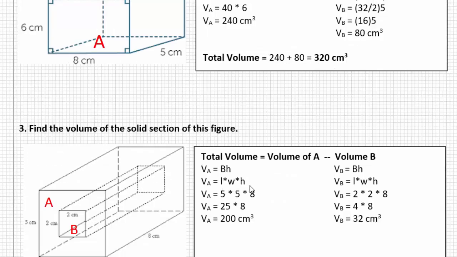Well, using the same basic length times width times height gives 200 centimeters cubed for the larger part of this prism, and the cutout, which is a 2 by 2 square, gave us 32 centimeters cubed for the part that was cut out. So again, since it's cut out, we're going to subtract this value from the larger value to see what the remaining section is. In doing so, we find that the total volume of just the solid section of this figure would be 168 centimeters cubed. And that's going to conclude our video for today on the volume of compound figures.